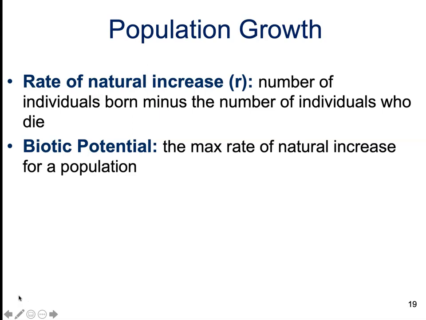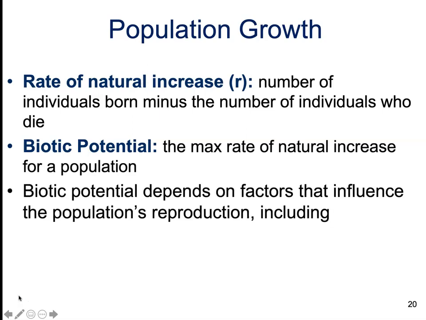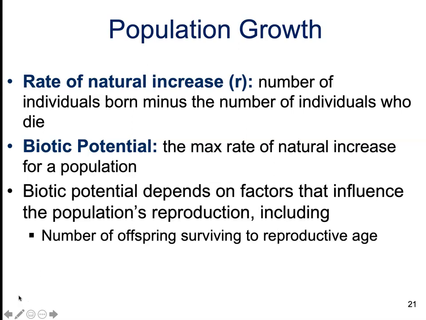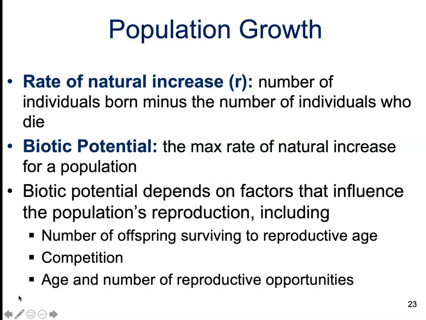The highest possible growth rate for a population is called its biotic potential. Whether that biotic potential is high or low is going to depend on a number of limiting factors that reduce a population's reproduction. So some of the limiting factors could include the number of offspring per reproductive event that can survive until the age of reproduction, the amount of competition within a population, the age and number of reproductive opportunities, or the presence of diseases and predators.